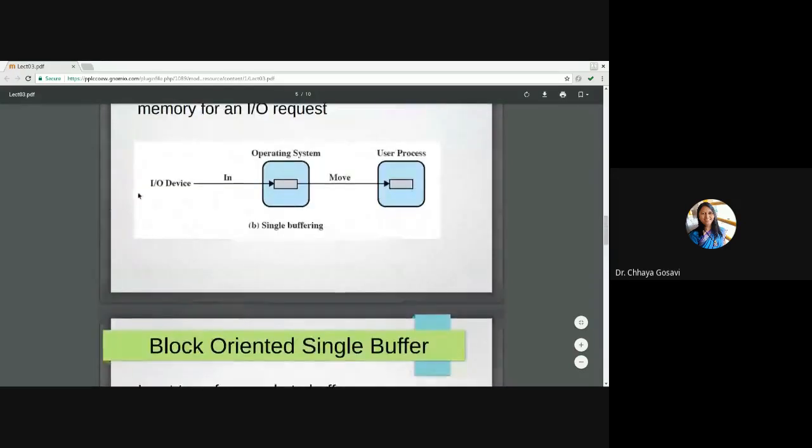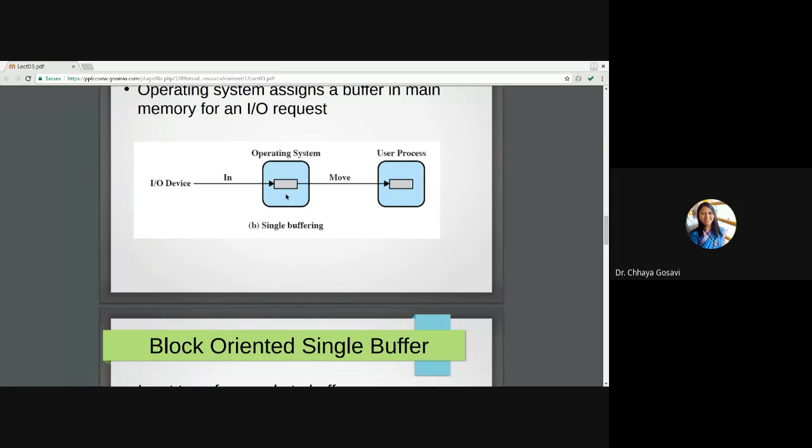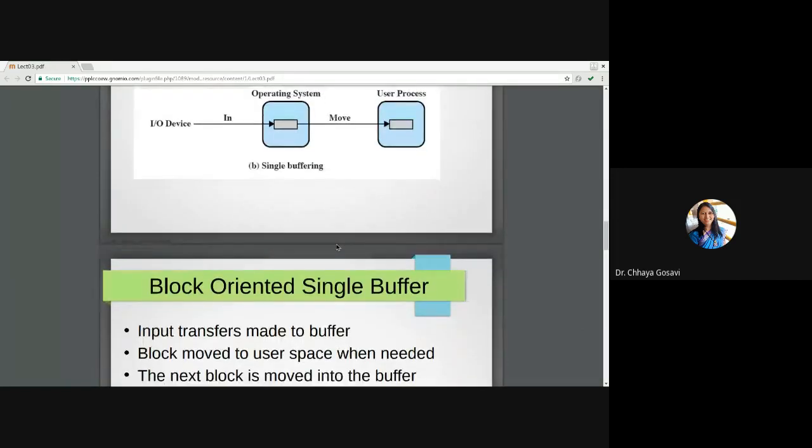So if we have block 1, B1, B2, B3, B4, 4 blocks, this process wants to read. So first block is already there with the operating system, B1. So when user process reads B1, at the same time operating system will read B2. So B2 block is moved from IO device to operating system, and B1 block is moved from operating system to user process.